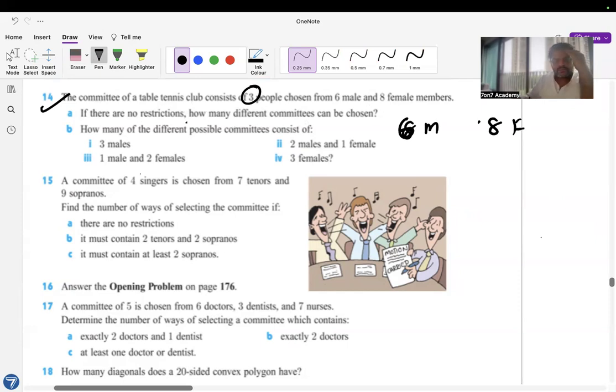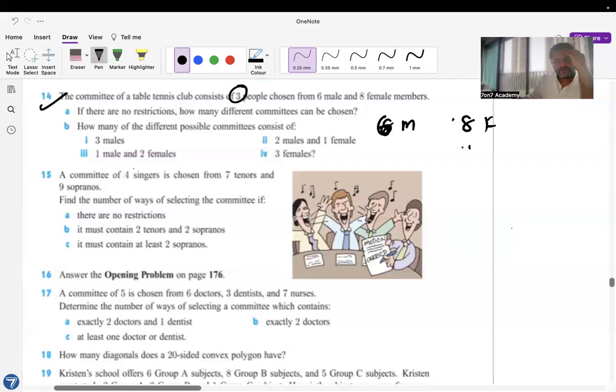There is no restriction, how many different committees can be formed? So see, there is no restriction, so there are a total of 14 people. Agree? So I already said that, 14C3. You select 3.